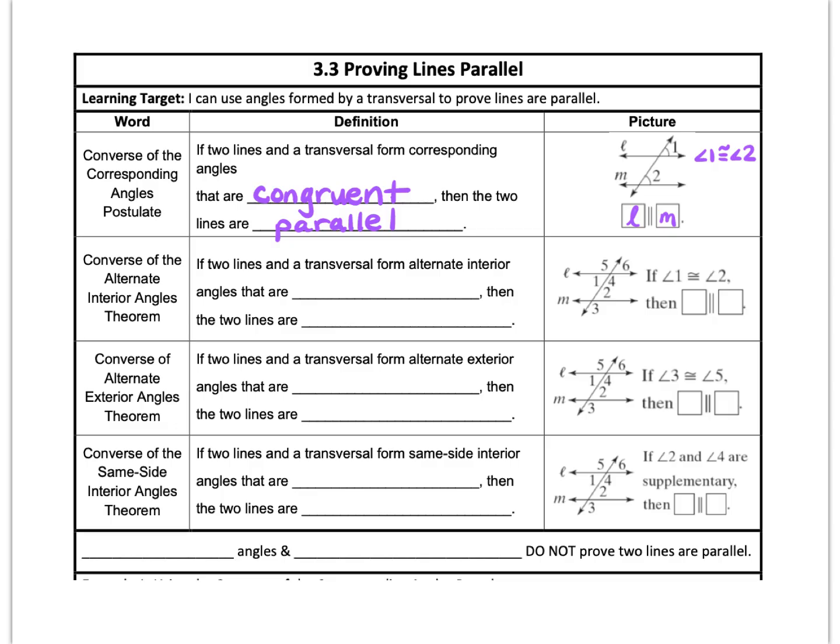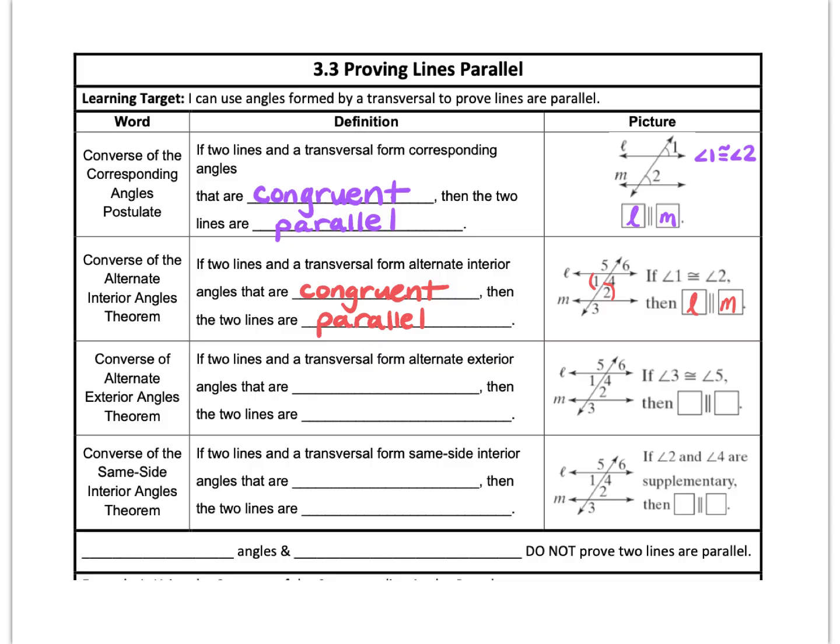There's also a converse for alternate interior angles. This states that if two lines and a transversal form alternate interior angles that are congruent, then the two lines are parallel. For a diagram here, we're given that angle 1 is congruent to angle 2. Notice that angle 1 and angle 2 are alternate interior angles. Well, the converse of the alternate interior angles theorem states that if two lines and a transversal form a pair of alternate interior angles that are congruent, then the lines must be parallel. So here, once again, with that relationship, line L must be parallel to line M.